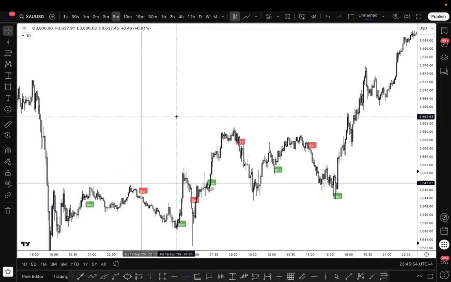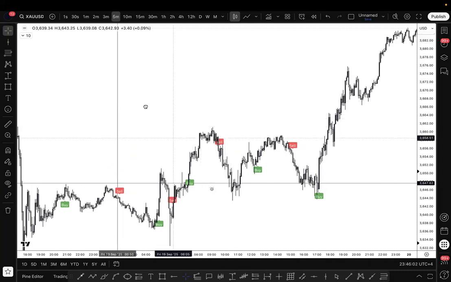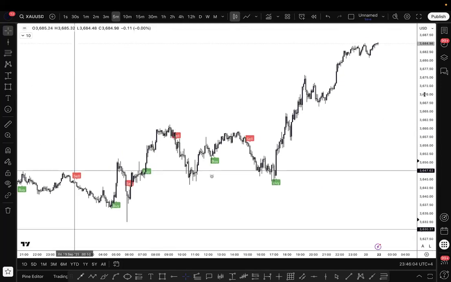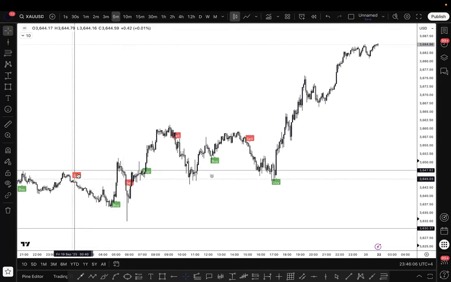Okay, Friday started from here, right? So we can see how many trades it gave on 5 minutes on Friday. First, we had that sell, we had this buy, we had this sell, we had this buy, another sell, another buy, another sell, and the last buy.